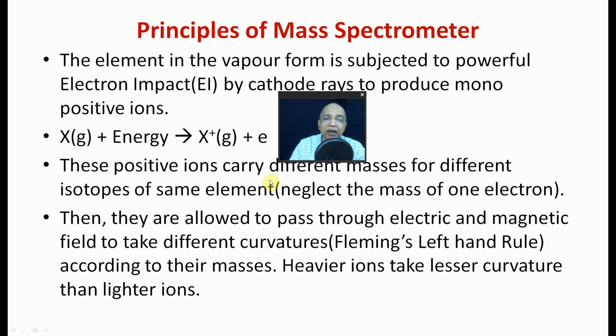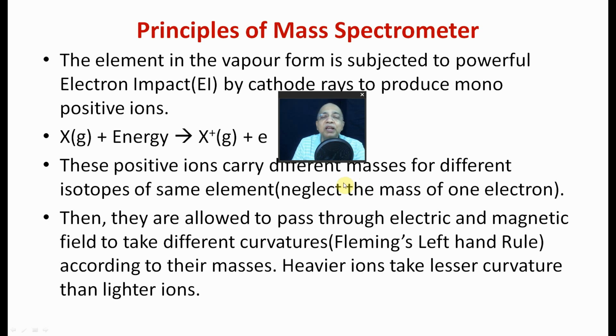The positive ions carry different masses for different isotopes, because the isotopes are different in their nuclei, in their masses. So different positive ions are formed, having different masses. Even if the element is the same, the isotopes carry different masses. They are positive ions now.